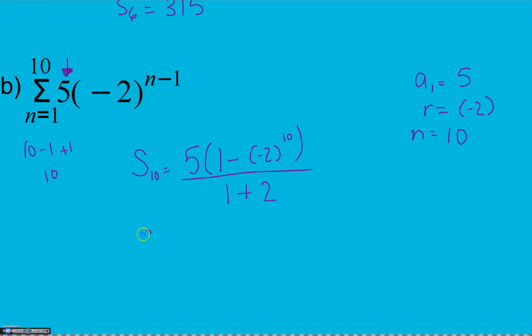You can go ahead and type this in your calculators. Simplify it if you want to. Negative 2 to the 10th power is 1024, sorry. 1 minus that is negative 1023 divided by 3, multiplied by 5. We're going to get negative 1705. And again, you can type this in your calculator. Just make sure you either put parentheses here or add that to 3 first.